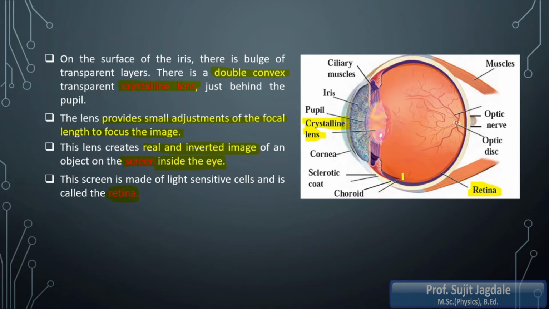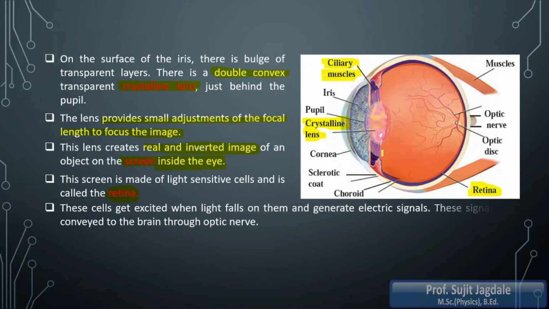And here the crystalline lens is connected to the ciliary muscles, and the basic function of these ciliary muscles is to change the focal length of that crystalline lens. That means it will either get bulgy or it will flatten. So the basic function of the ciliary muscles is to change the focal length of the crystalline lens, and after that the image is formed on the retina.